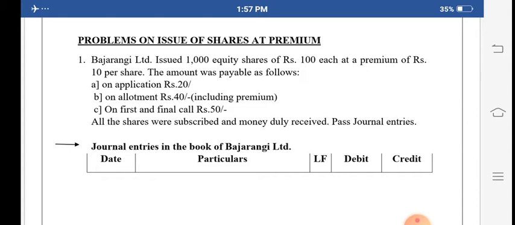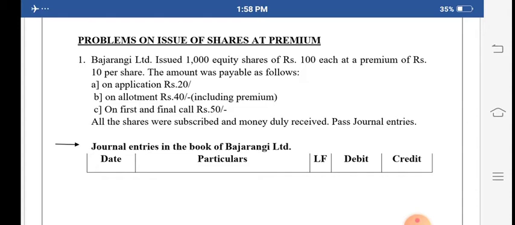Okay, so now see, actually the original share price is rupees 100, but the premium is rupees 10. The total value of the share is rupees 110. How is it 110? See, here 20 plus 40 plus 50, it will be 110. Okay, so this is related to the premium. Now how to pass the journal entries?